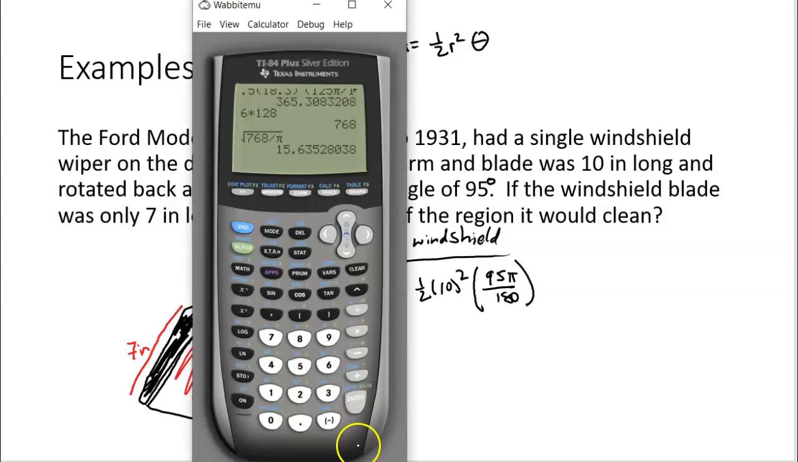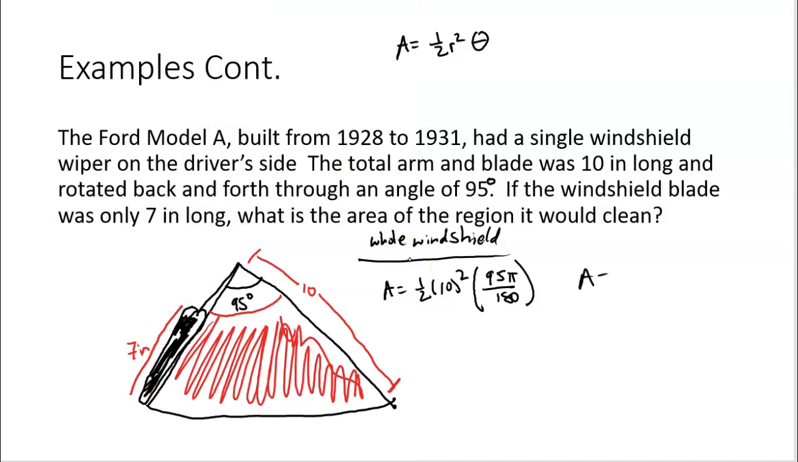Let's plug this in. 1/2 times 100 gives me 50, and then I multiply by 95 pi divided by 180. This gives me roughly 82.903. So the area is 82.903, and I'm using the decimals because I don't want to round to 90. And this will be inches squared. So that's my entire region.